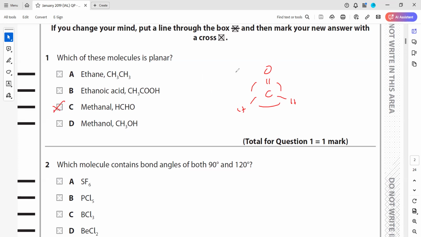And methanol, when we draw the structure of methanol, CH3OH, this will be tetrahedral, and this will be bent or V shape.